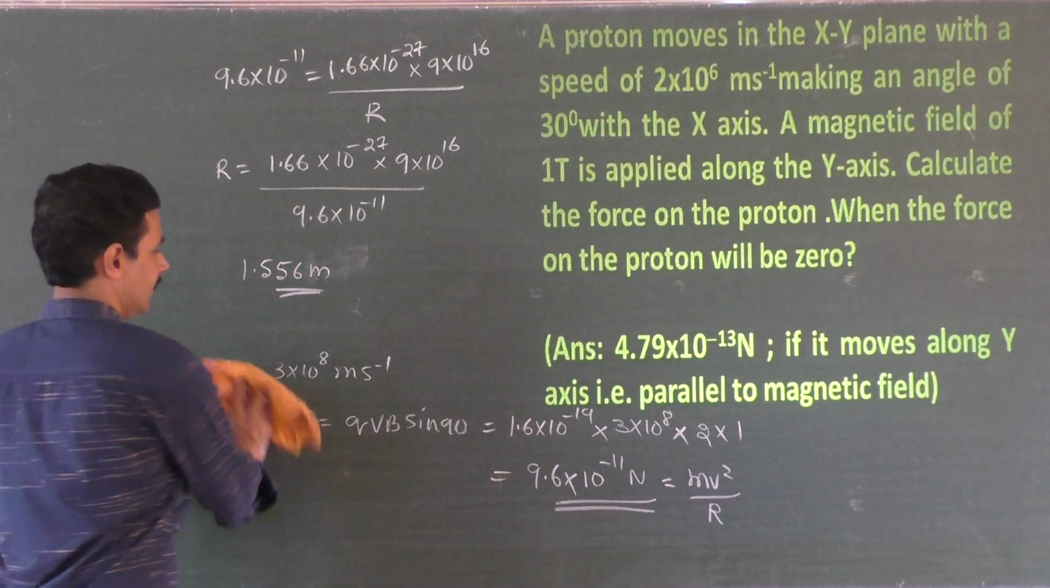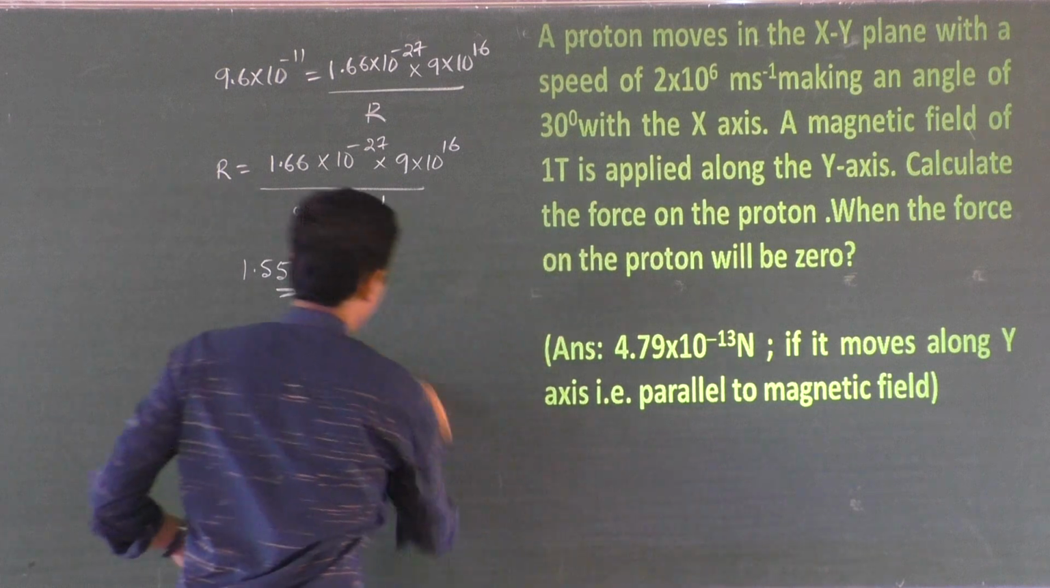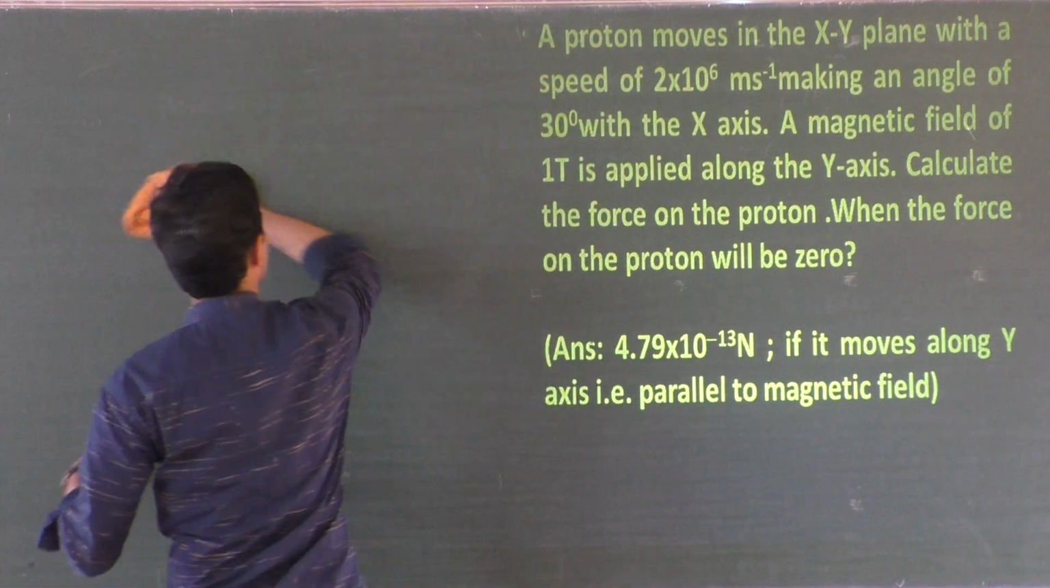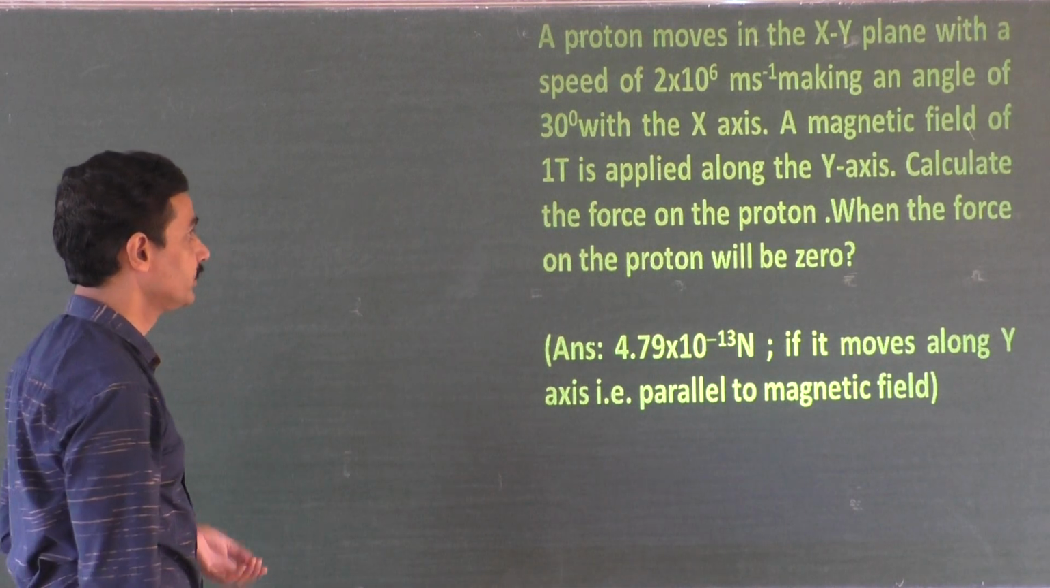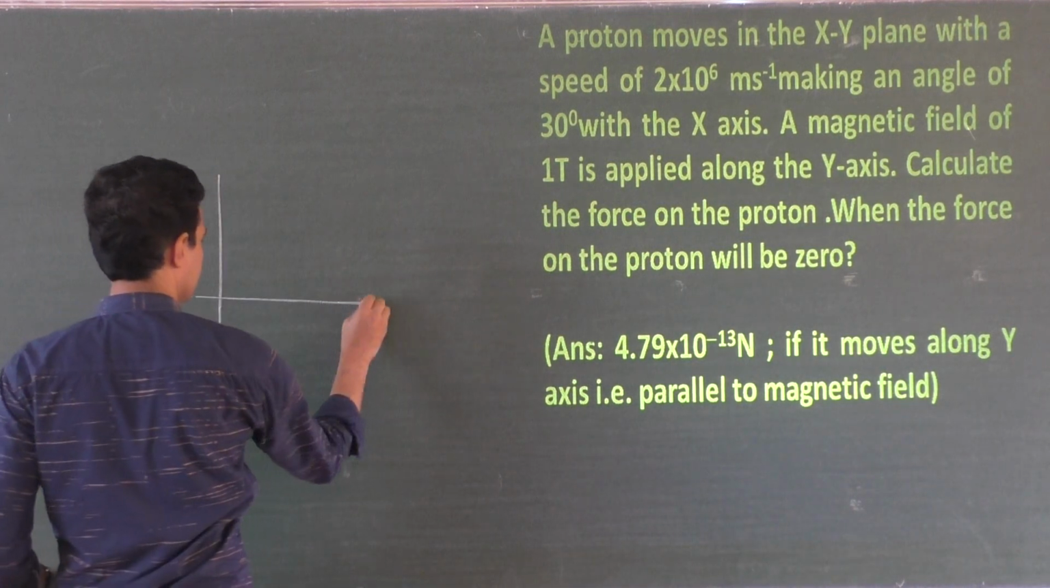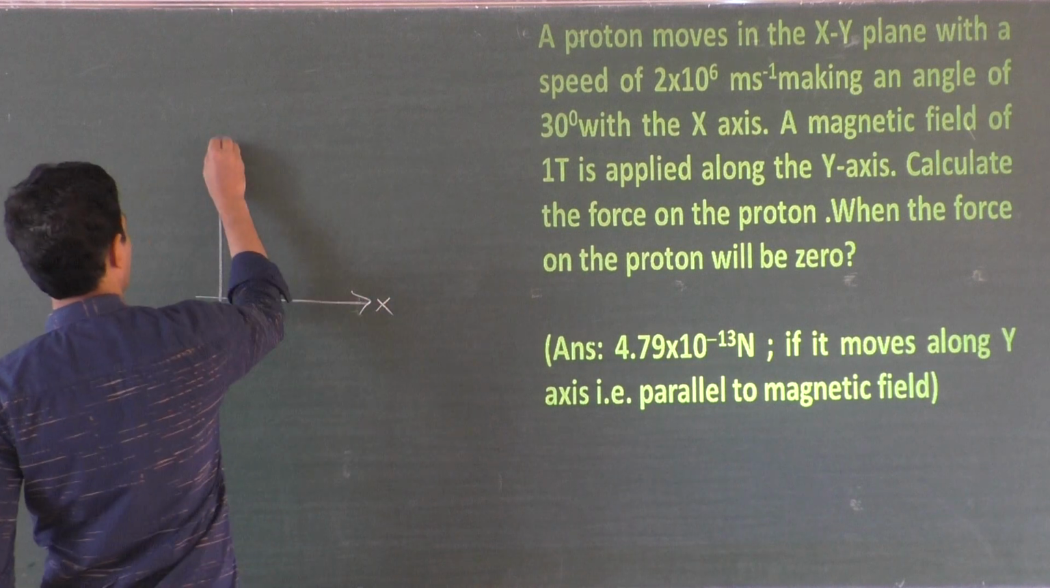Okay, shall we put it in diagram form so that it becomes easier later? You need not peep into the problem again and again. Better we draw a diagram. A proton moves along the xy plane. Okay, this is the xy plane, x and y.